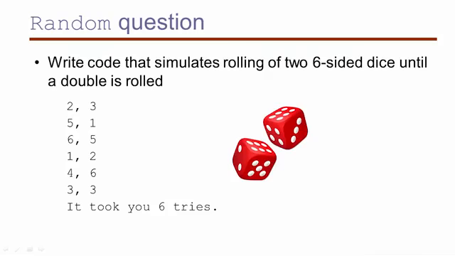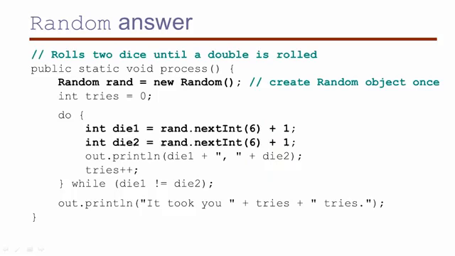Here's a simple example of using random numbers. Say we want to simulate the rolling of 2 dice until a double is rolled. We roll the 2 dice and report their values until they have the same value. In this example, we finally rolled a double 3 and then stopped. And here is the code to run the simulation.